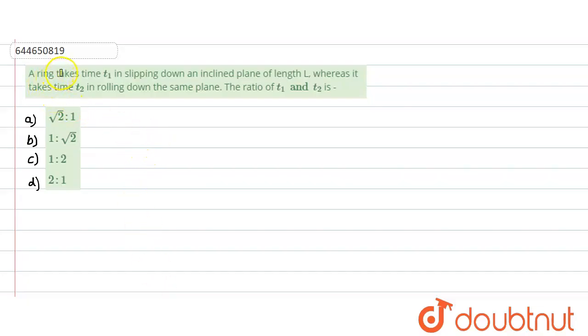Hello everyone, let us start with our question. In this question, what is given? A ring takes time t1 in slipping down an inclined plane of length L, whereas it takes time t2 in rolling down the same inclined plane. We need to find the ratio of the times.